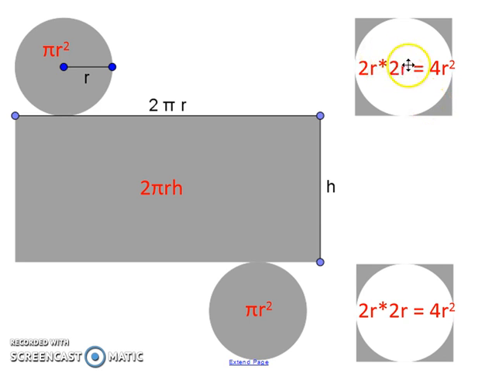And so, this is a circle, and this is 1r, one radius. This is another r. So each side of the square is 2r, and so the area for each one of these squares is 4r squared.